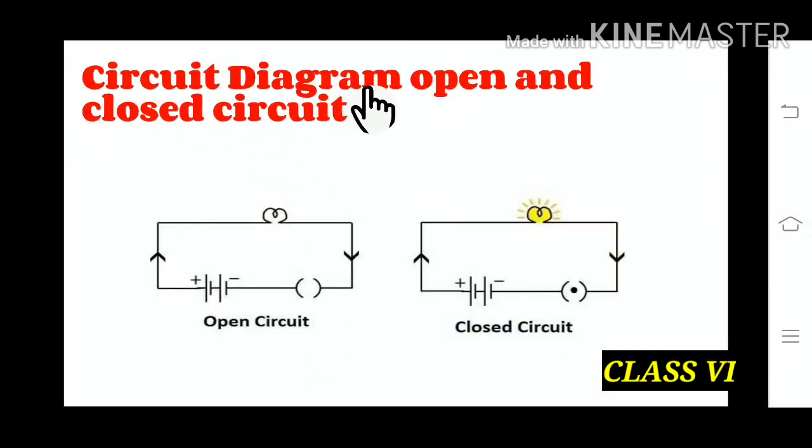Circuit diagram of open and closed circuit. Now we will see about open circuit. In this picture we can see that current flows from the positive terminal to the negative terminal, but here the switch is open, so the bulb does not glow. Whereas in a closed circuit, the current flows from the positive terminal to the negative terminal and the switch is closed, so we can see that the bulb glows.